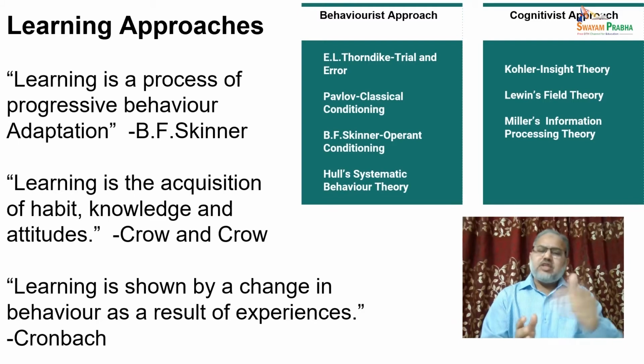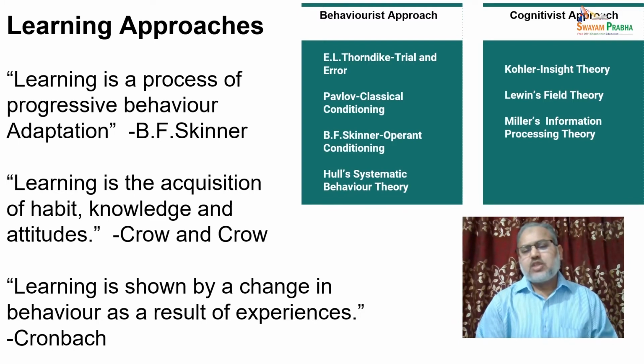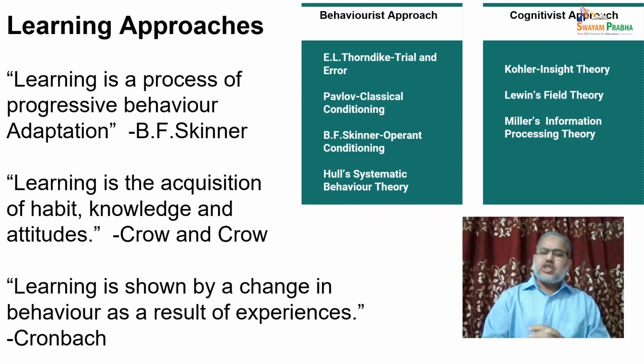There are different theories under this approach. Some of the theories are listed here. Trial and error theory given by E.L. Thorndike, classical conditioning by Pavlov, operant conditioning by B.F. Skinner, and Hull's systematic behaviorist theory. All these theories come under the behavioristic approach, and the center of gravity of all these theories is behavior modification, that is, the formation of a stimulus-response bond. Due to this formation of a bond between the stimulus and responses, learning takes place.